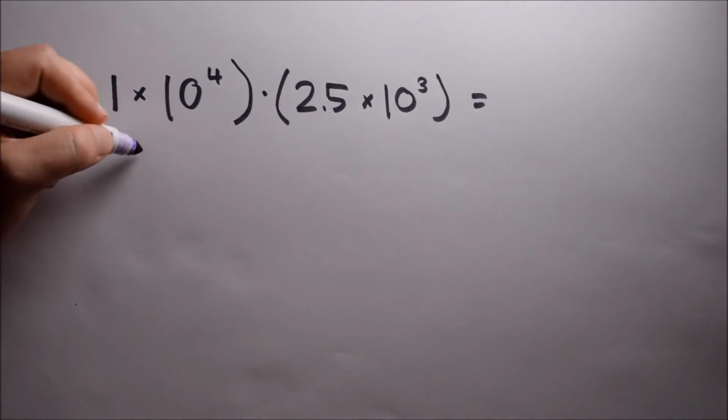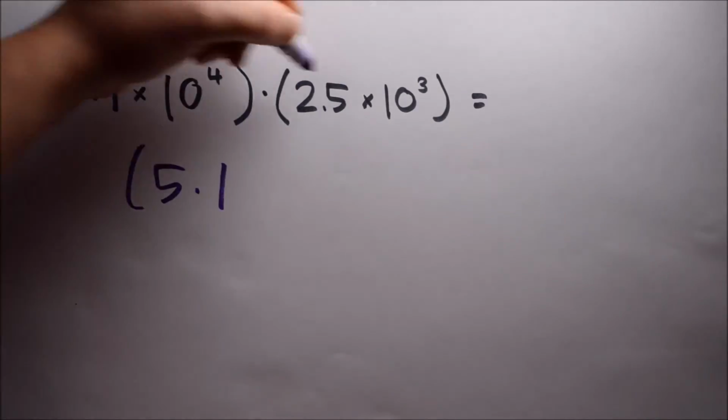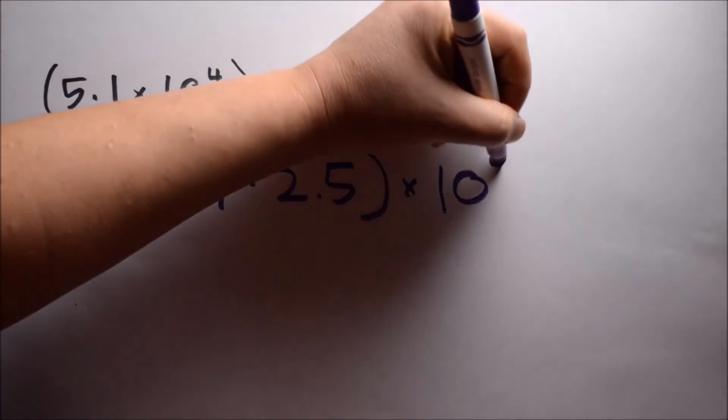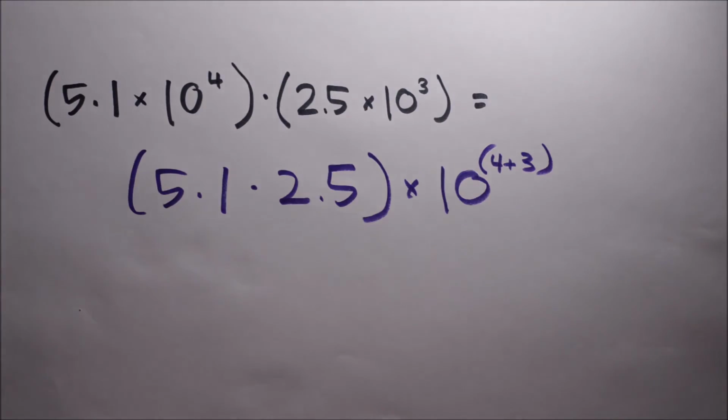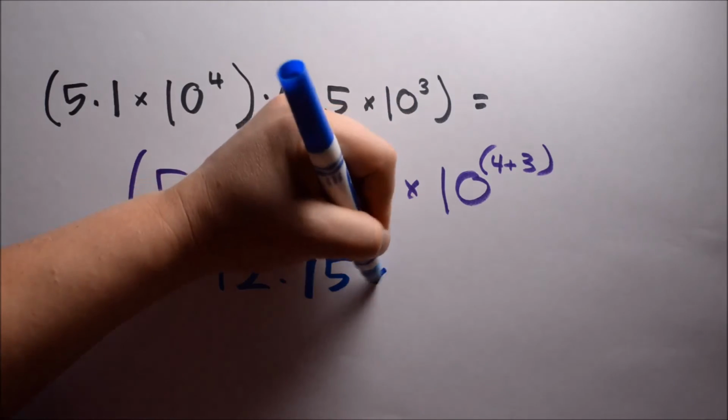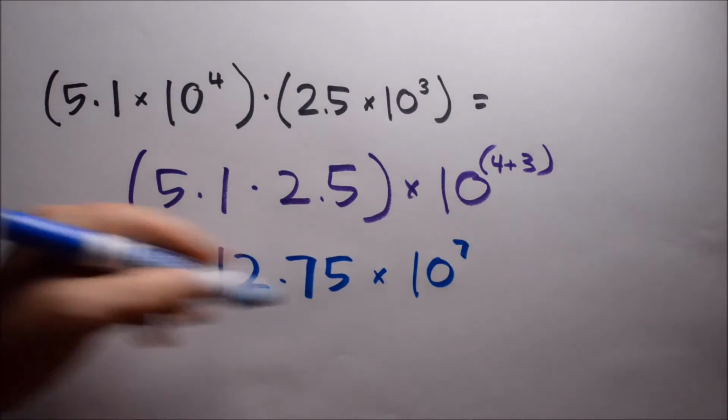I've got 5.1 times 2.5. And remember, we're going to take the coefficients, multiply them together, then take the exponents and add them. So now we can just do a little math here, either in our head or in our calculator, and do 5.1 times 2.5, which is 12.75, and times 10 to the 4 plus 3, which is 7.